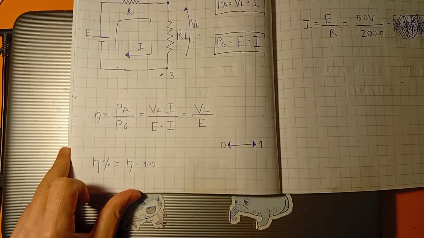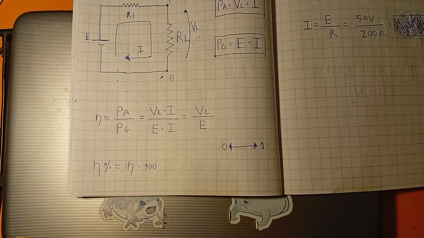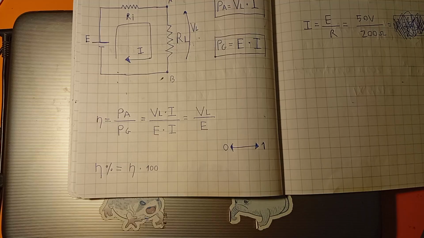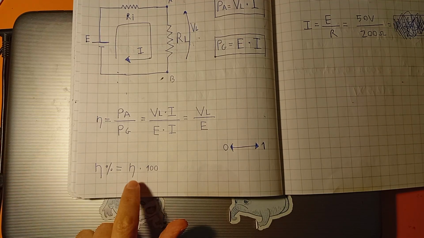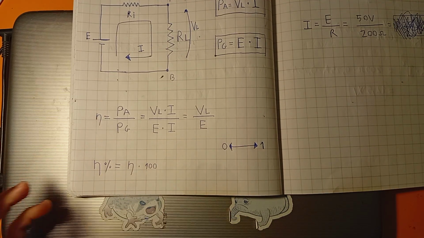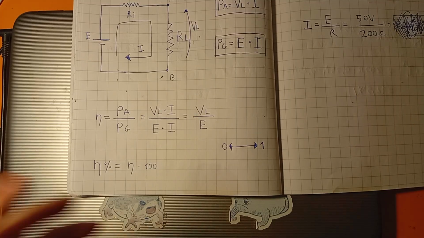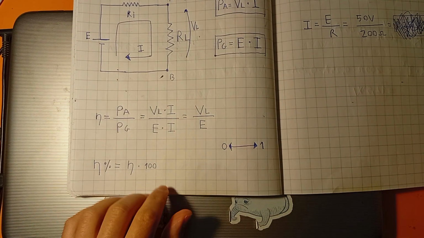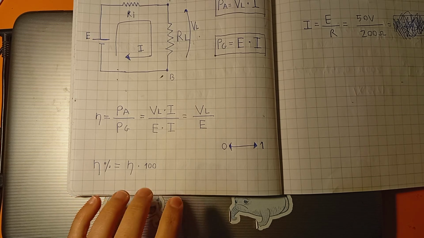Also, you can have efficiency expressed in percentage. How do you obtain it? You just multiply the efficiency value by 100 and you'll obtain maybe 80%, 90%, 60%, okay? And you'll obtain the efficiency expressed in percentage.